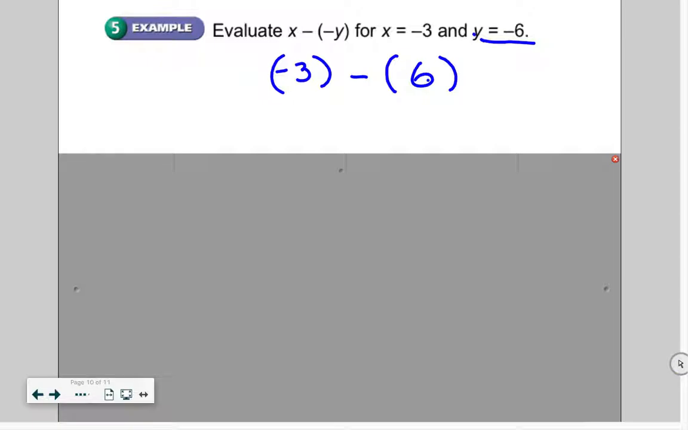Now, if we follow the rule of change subtraction to addition, change the sign of the second number, we get a negative 3 plus a negative 6. What is a negative 3 plus a negative 6? Negative 9.